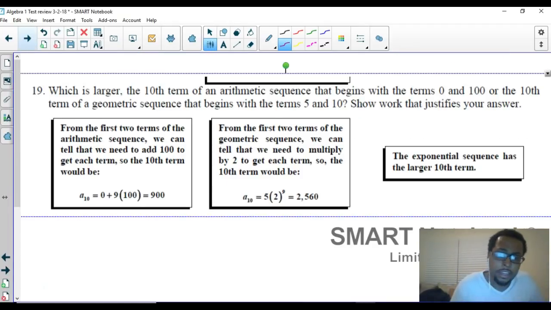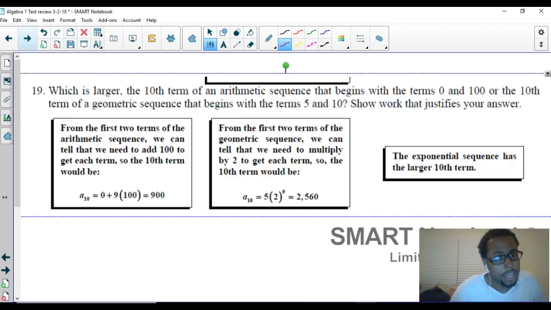Which is larger, the 10th term of an arithmetic sequence that begins with the terms 0 and 100, or the 10th term of a geometric sequence that begins with the terms 5 and 10? Show work that justifies your answer. Whoa, that just went over our head because it was a lot of words. So you have to break this down.